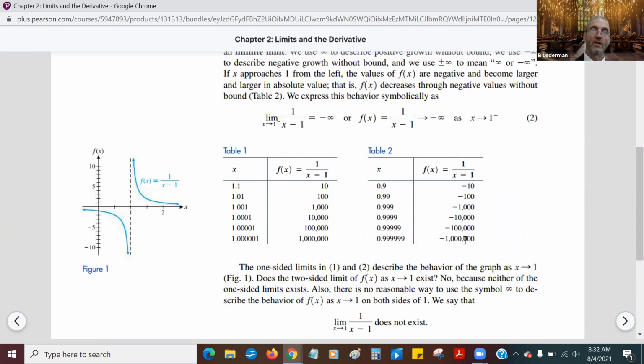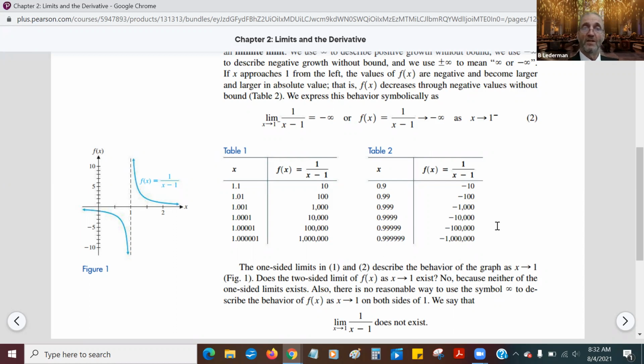Now on the other side, if I approach from the negative direction, from the left-hand side, then the y value goes down to -1,000,000 or -1 billion or -1 trillion as I get closer and closer to the number 1. So I would say that the limit as x approaches 1 from the positive direction is infinity. The limit as x approaches 1 from the negative direction is negative infinity.